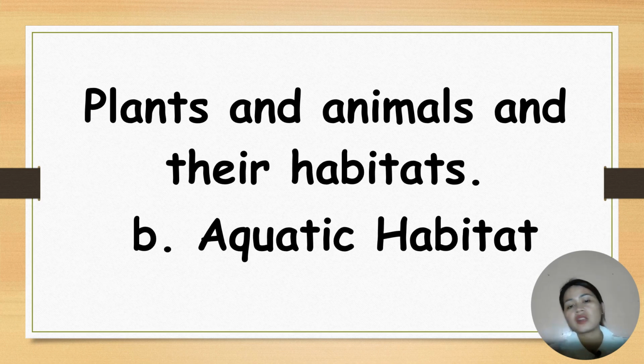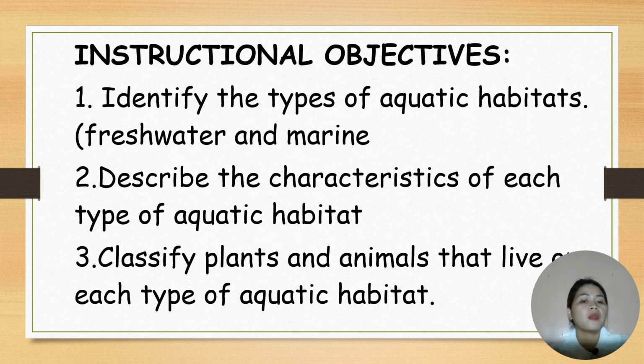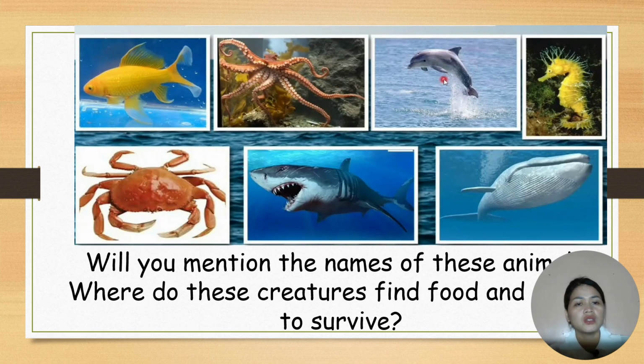We're done with the terrestrial, so let's have the aquatic habitat. So where is aquatic habitat found? Is it still on land? So let us name this picture. We have the fish, the shark, the seahorse, the dolphin, the whale, the crab, and the squid or the octopus. The octopus, I mean. So where do they live?